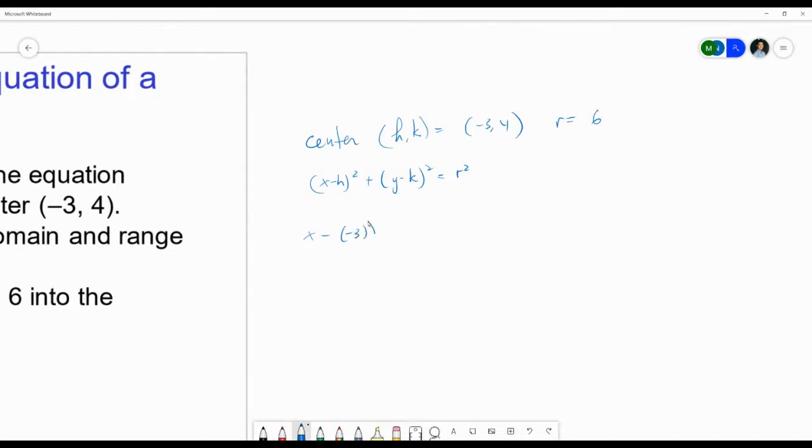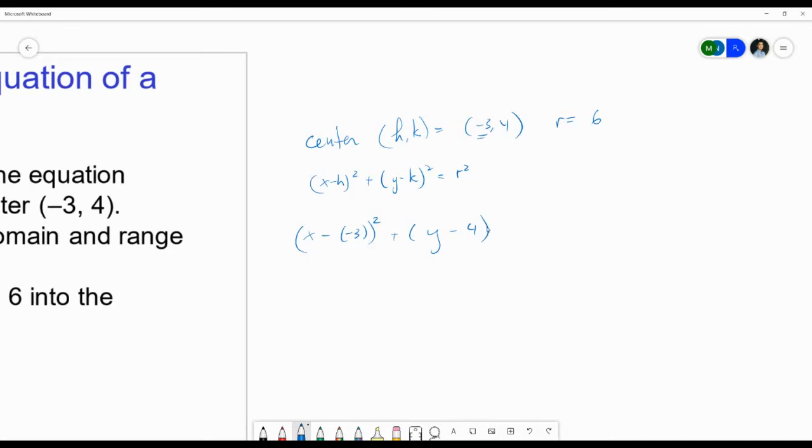X minus -3. So get in a good habit of just directly substituting whatever h value in first, and then you can simplify this to be x plus 3 afterward. So you don't make that common mistake. Sometimes when you plug it in, you're just going to write x minus 3 instead of x minus a -3. So be careful with that. That's a very common mistake.